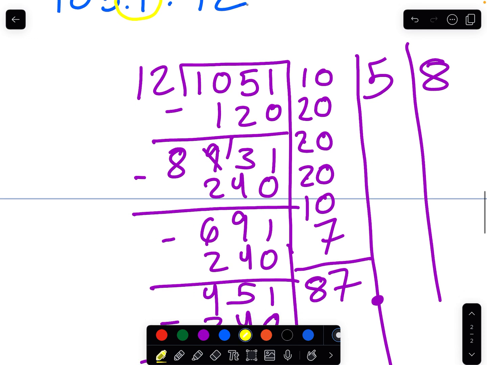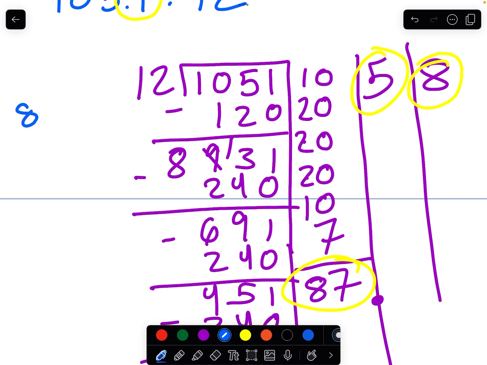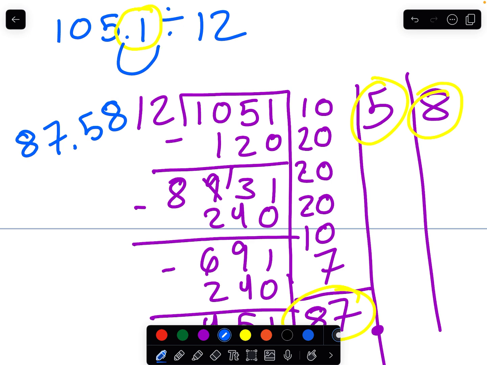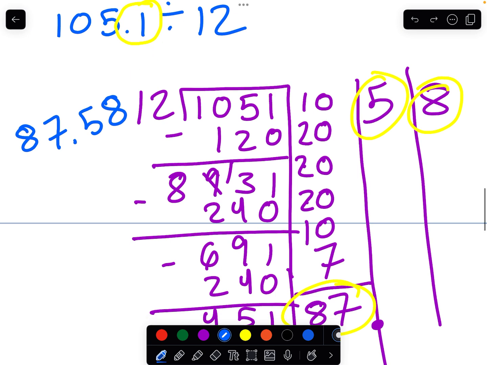And let's look at our quotients. We've got 87.58, but there's a problem. Well, I shouldn't say a problem. Do you remember how I moved this decimal point over? Well, now I got to move it back in my answer. I got to go back there.